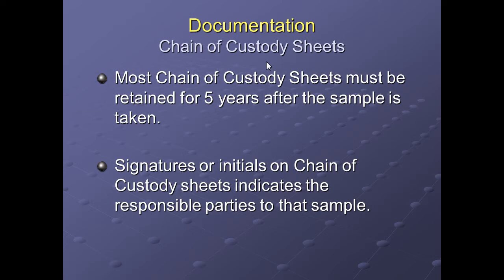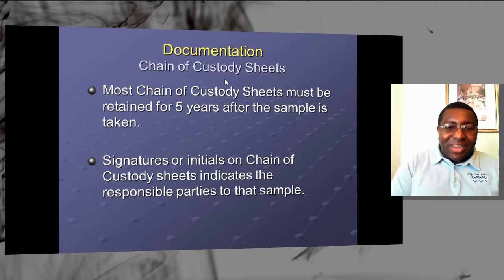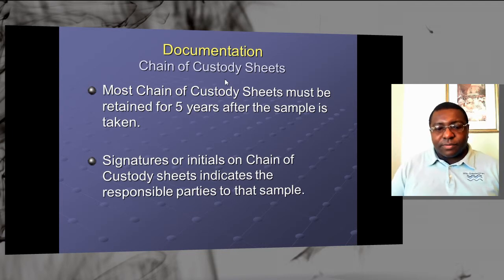sample is taken. Your signatures or initials in the chain of custody sheets indicate that you, whoever's taking that sample, are responsible for the life of that sample up to the point you sign it off to someone else. And you're saying that it's been in your possession, or you've seen where it's gone, and at no point did that sample leave your possession, from your sample point to where you put it in the refrigerator.